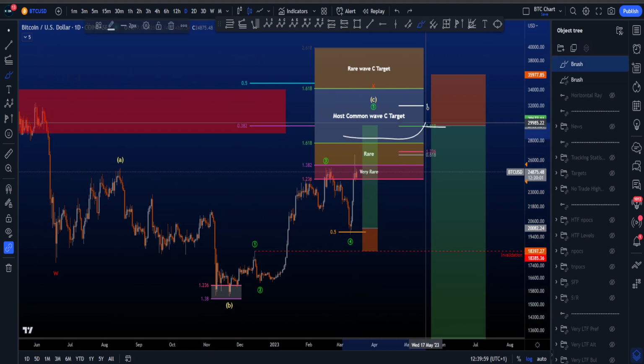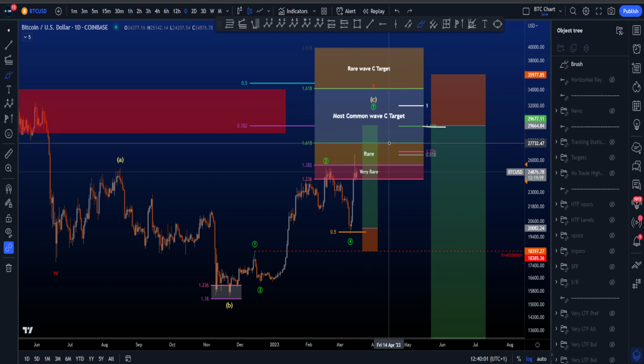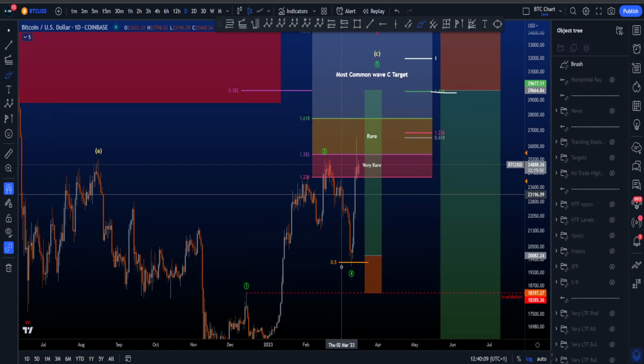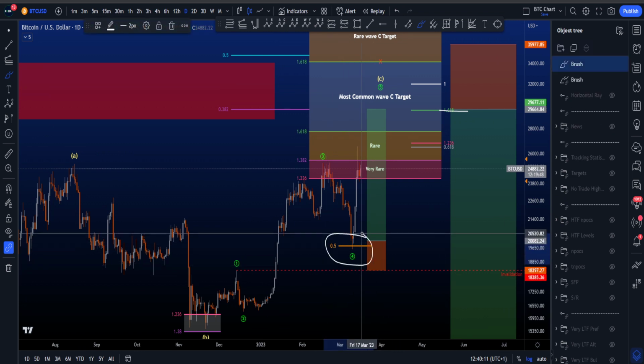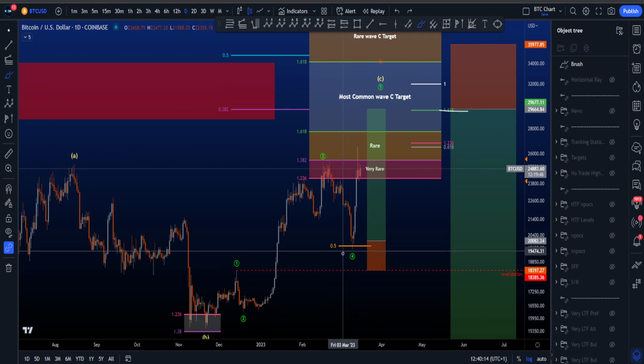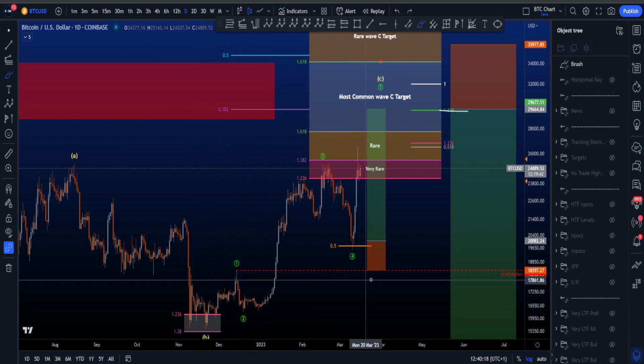where the most common target is this white box over here for a wave C between 27.7k and 34k, currently working on this fifth wave after a very nice bounce of wave 4 that bounced perfectly on the 0.5 fib, which is the maximum target for wave 4, with the invalidation down here as wave 4 is not allowed to enter the price action of 1 for a nice long setup to the upside.